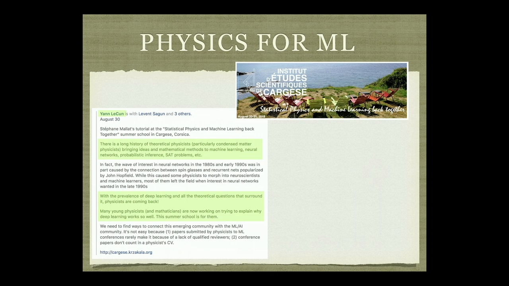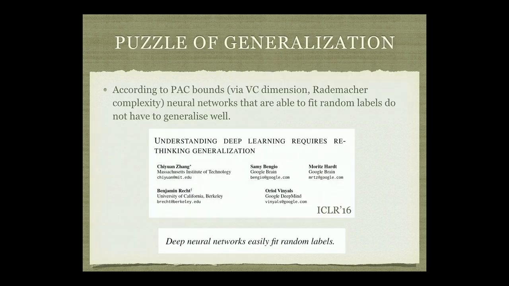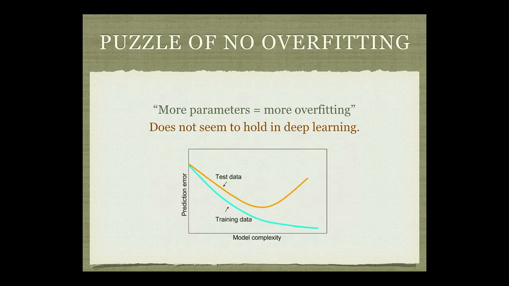Let me start with the theoretical questions that surround deep learning, a selection of three that I like to think about. What we still don't understand on the theory side is, for instance, this puzzle of generalization. There is a paper that nowadays is really well known, from a couple of years ago at ICLR, that put in question the traditional theories in learning theory. If we take a data set with completely random labels and can fit them to zero loss, then a network like that should not generalize well, whereas in practice they do generalize well. But the theory doesn't explain that. So we need a different theory. There has been a lot of work following up on that, but we are still not there.